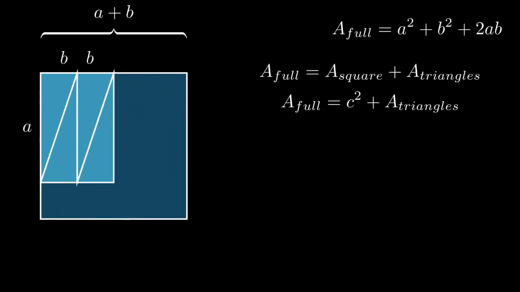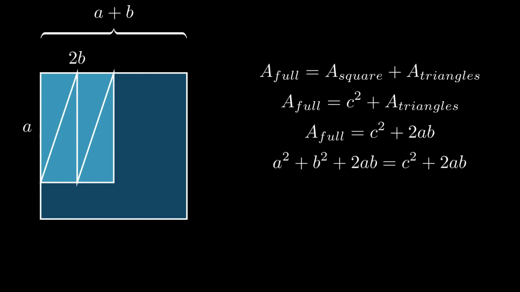We can see that we get one full rectangle with length a and width 2b. The area of this highlighted rectangle is equivalent to the area of all four triangles, and this area, by length times width, is 2ba, or 2ab using the associative property. We can substitute 2ab into the equation for A sub triangle, and then substitute the value we saved into the top right for A sub full.